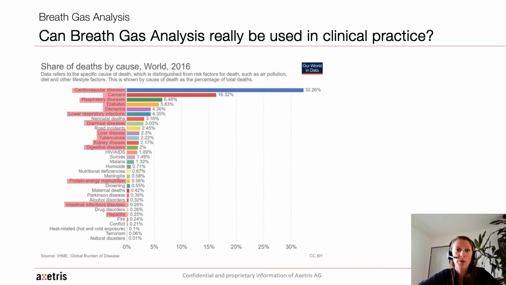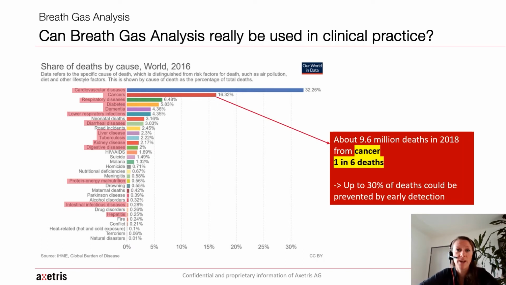And this is very early in contrast to other methods. If we just look at the example of cancer, this disease causes about 1 in 6 deaths worldwide. And especially with cancer, early detection plays a very big role. According to medical experts, about 30% of all deaths could be prevented if cancer were detected in time.